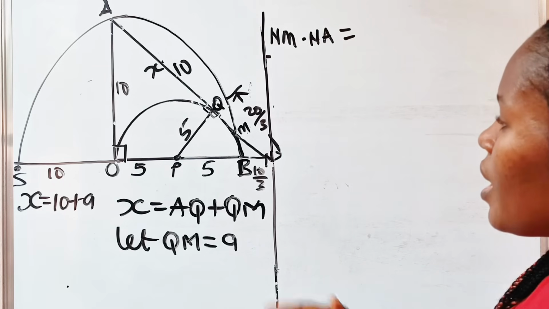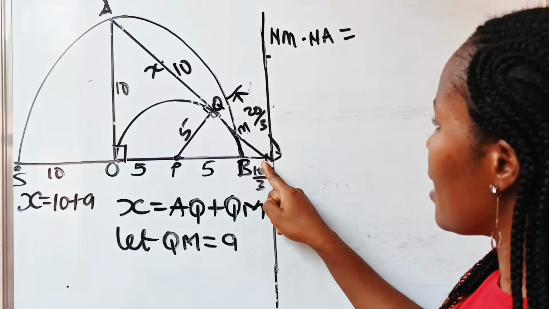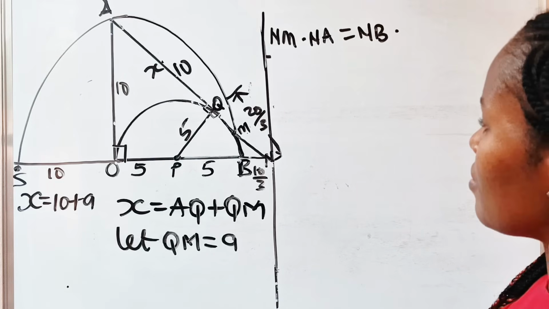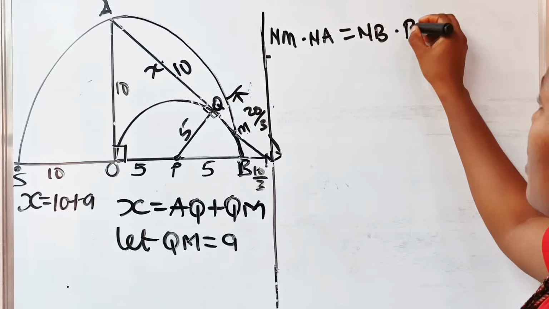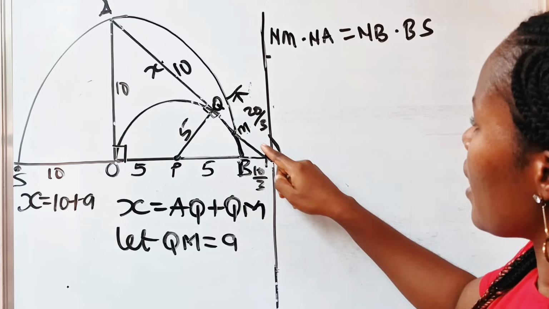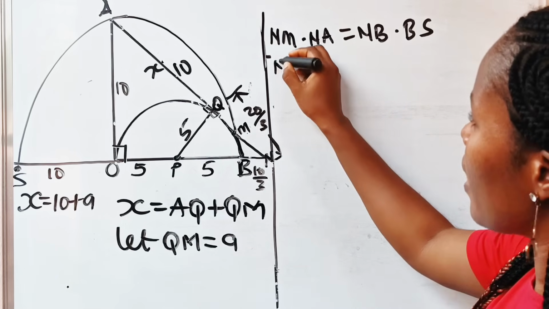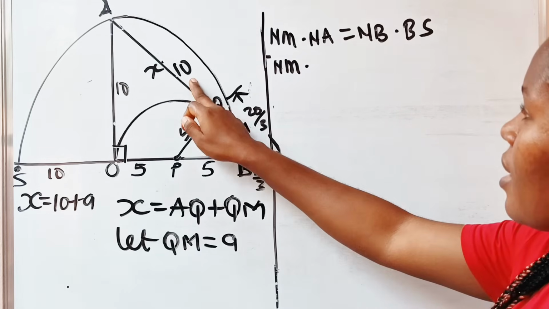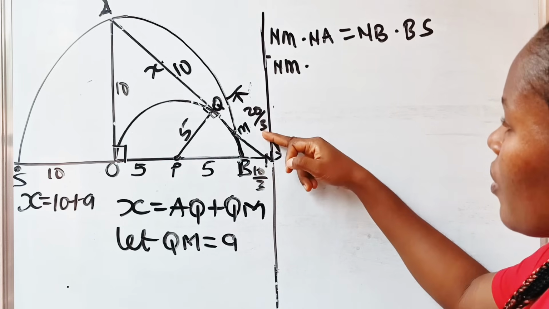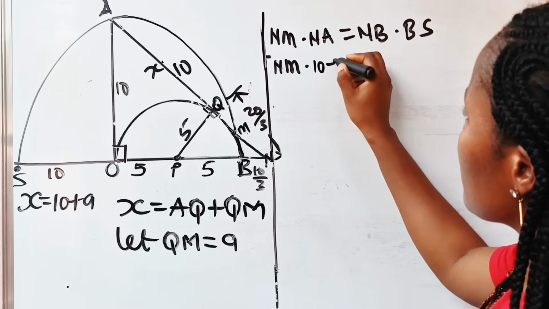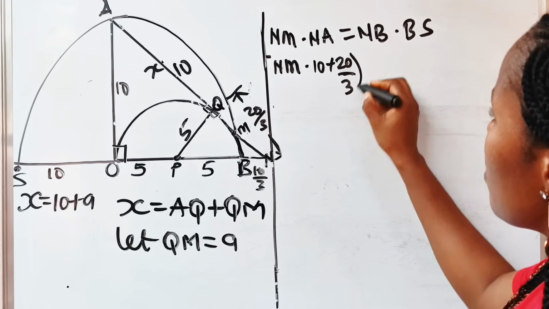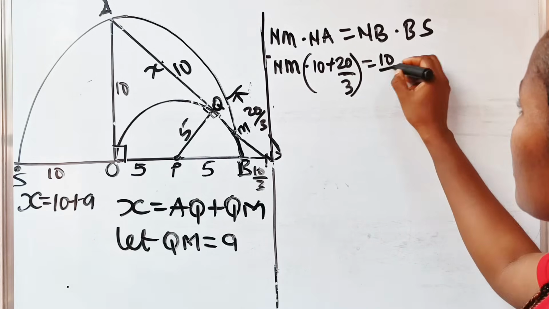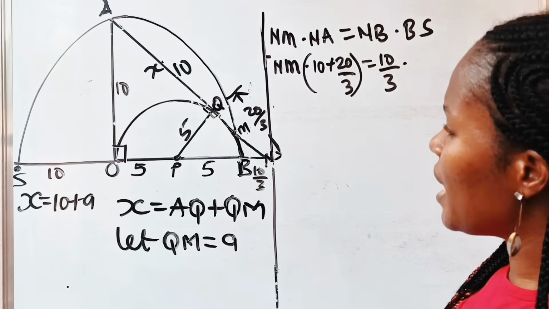is going to be equal to, now let's talk about this line. So this N is touching this circle for the first time here, B, right? NB multiplied by BS. Okay, now let's solve. NM is unknown, right? So we have NM multiplied by NA. Our NA is 10 plus 20 over 3, is equal to NB. NB is 10 over 3 multiplied by BS.